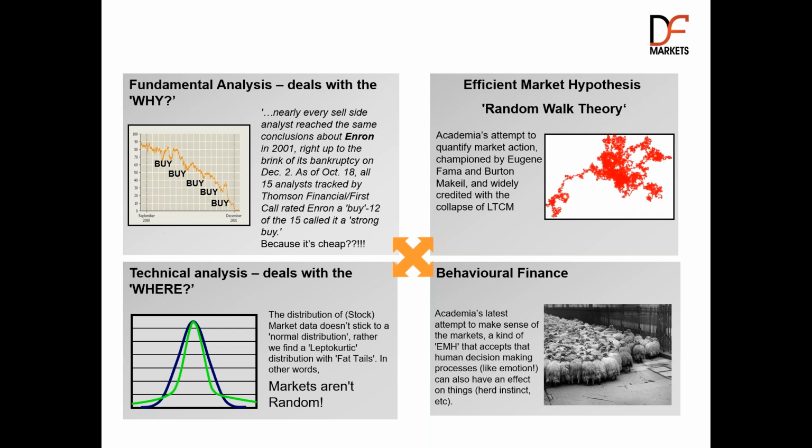That's fundamental analysis in a nutshell, in my humble opinion, if you like. There's another way of looking at the markets that was championed a while back, called efficient market hypothesis. There's another name for it, called random walk theory. And this was championed by a couple of chaps, Eugene Fama and Burton Malkiel, and they set up a hedge fund. And that hedge fund was called Long-Term Capital Management, and was very successful for a while.